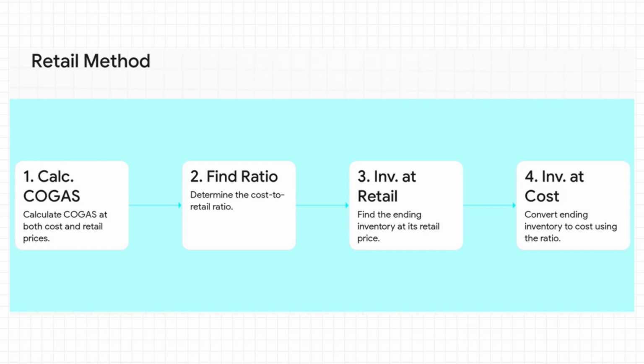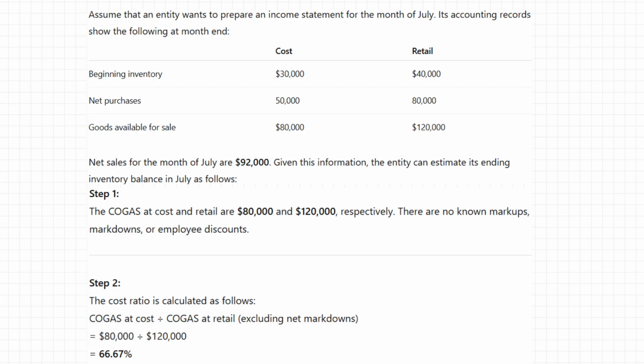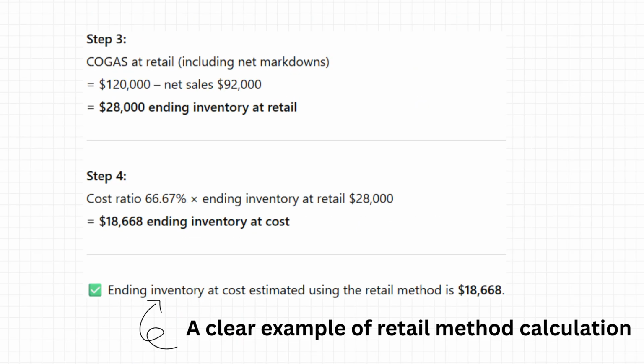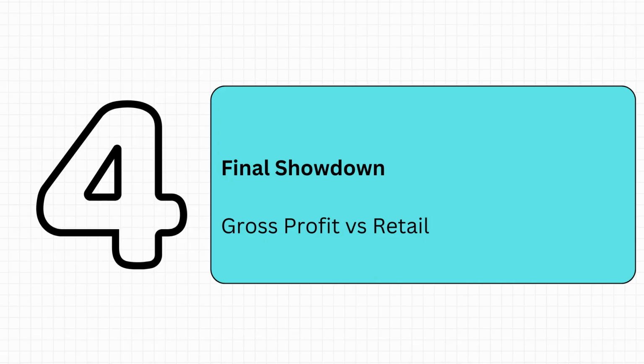And here it is with actual numbers. Check it out. The company has goods that cost some $80,000, but they're priced to sell for $120,000. So you divide the cost by the retail, and you get that key ratio, about 67%. Okay, so we know the ending inventory is worth $28,000 on the shelves. We just apply our 67% ratio to that number, and it translates it back to an estimated cost of $18,668. Simple as that.